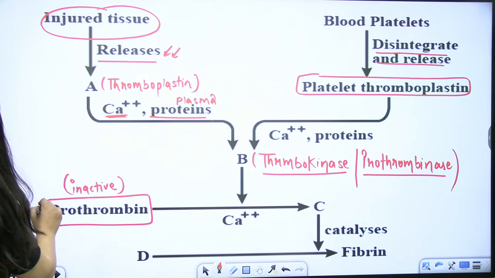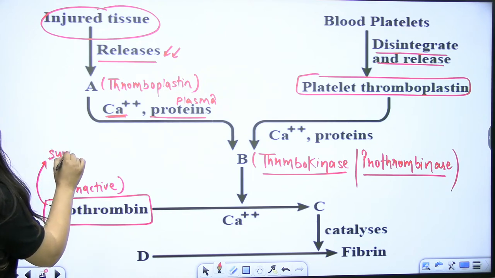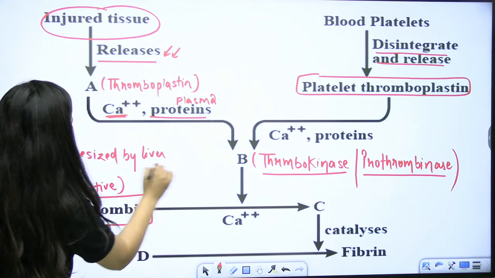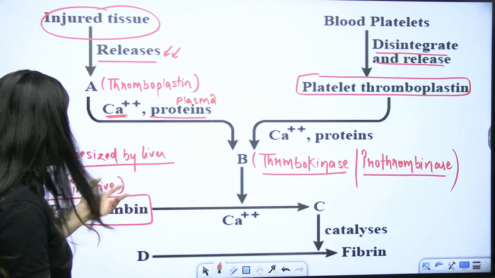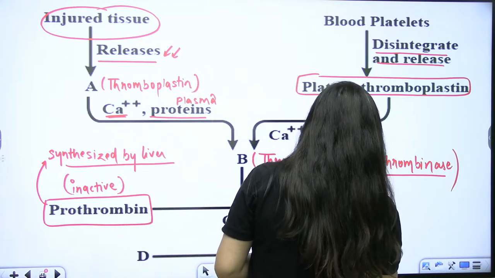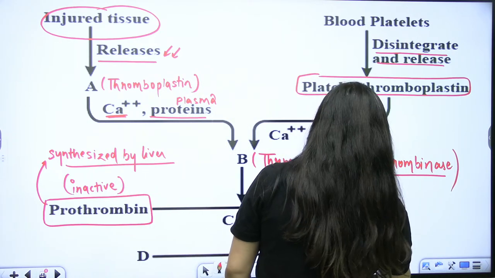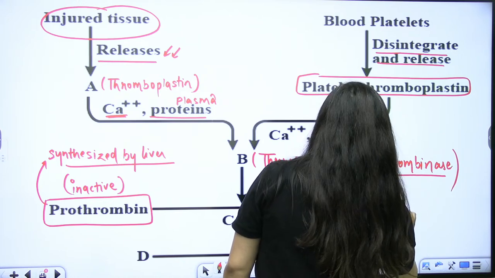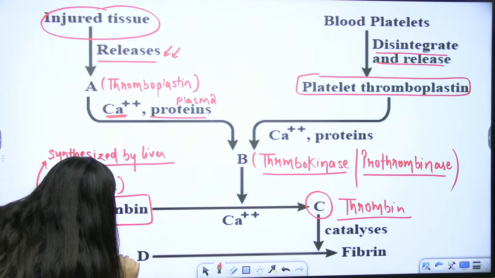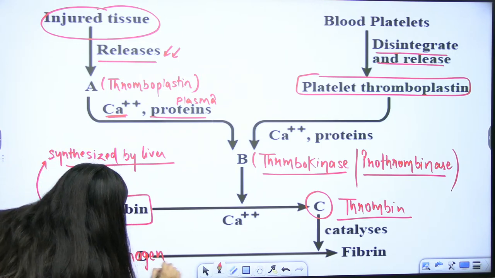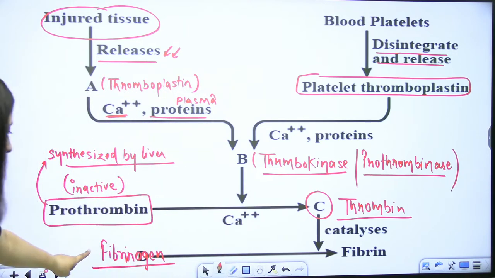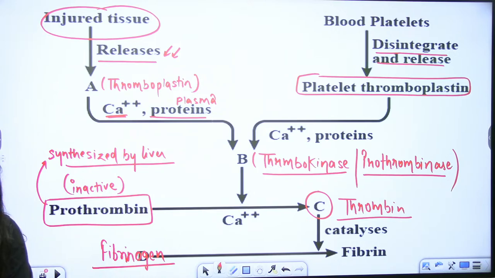Now, this enzyme, thrombokinase, also known as prothrombinase, will act on an inactive protein. I told you this inactive protein is synthesized by the liver and is also present in the plasma. In the presence of this enzyme, prothrombin will be activated and form thrombin. Is that clear? And this thrombin catalyzes the conversion of inactive fibrinogen to active fibrin. So A is thromboplastin, B is thrombokinase, C is thrombin, D is the fibrinogen here.